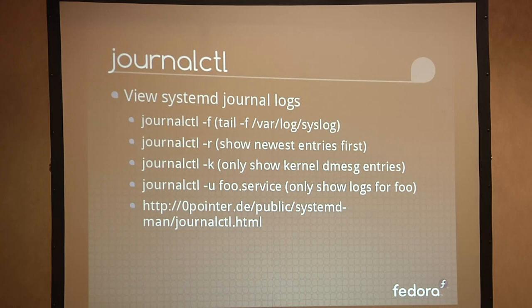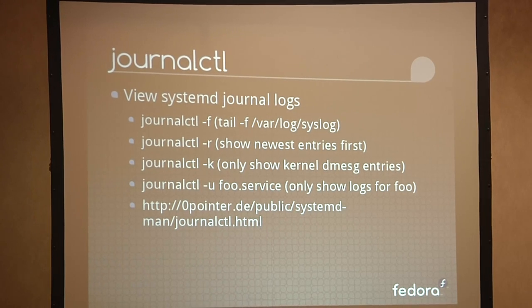The journalctl command is the way to view those logs. So if you want to do the equivalent of tail -f /var/log/syslog, then just journalctl -f. And that will give you a flowing log of what would normally go into syslog. If you just want to see the newest entries first, because by default journalctl outputs old to new, then you can reverse that by adding --reverse. If you just want to see kernel dmesg entries, you can pass -k for kernel, and you will just see kernel-related entries. If you just want to see the logs for a specific service, you just pass -u and the unit file, and it will only show you the logs that are related to that service.